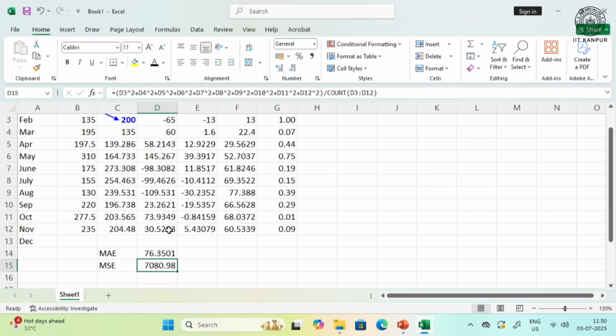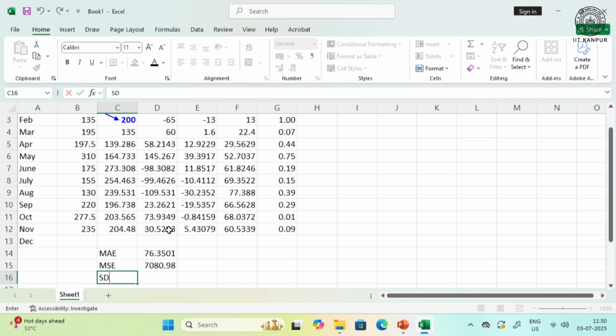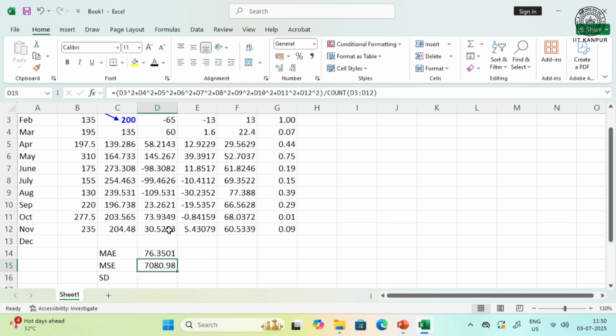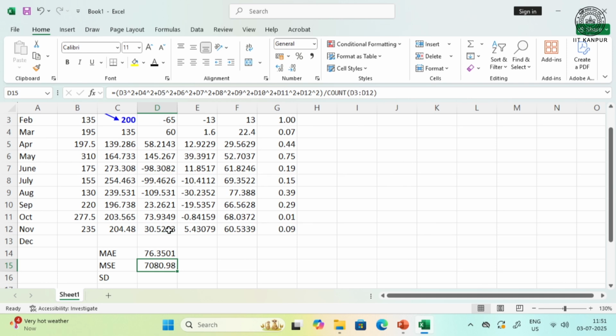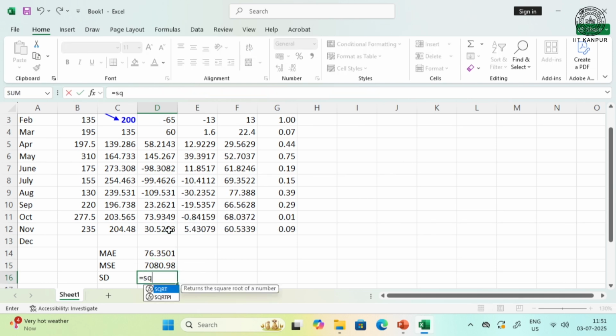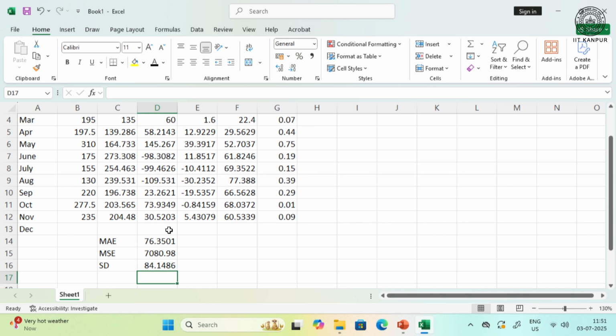Now, if I need to find out the so-called standard deviation, mean square is the squared error. If I want to find out the standard deviation, even though the standard deviation concept has been mentioned but not repeated by me as the metric, we will consider that. So, basically I will copy all these values, and that would be the square root. So, I find out the square root of this term. So, it is 84.15 and mean absolute error is 76.